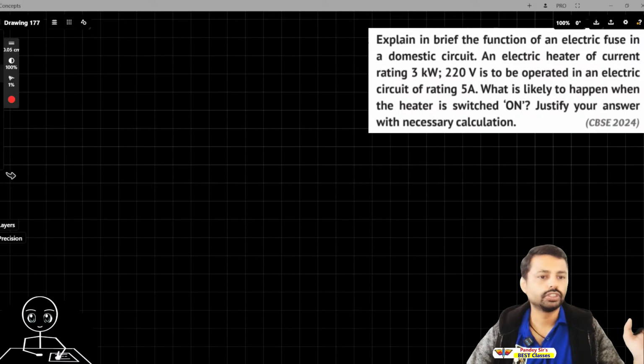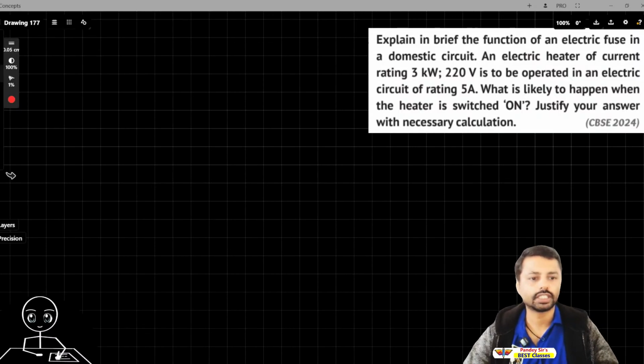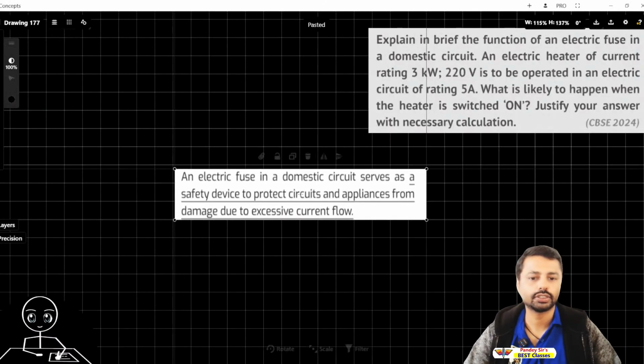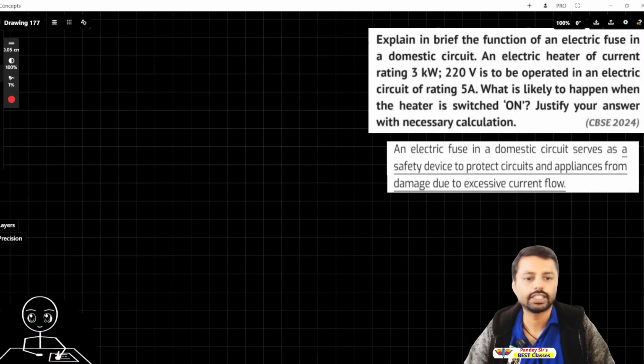So an electric fuse in a domestic circuit serves as a safety device to protect the circuit and appliances. So that's the answer. What is an electric fuse? It just saves your appliances, so that your appliances should not get short circuited. That is the electric fuse answer.